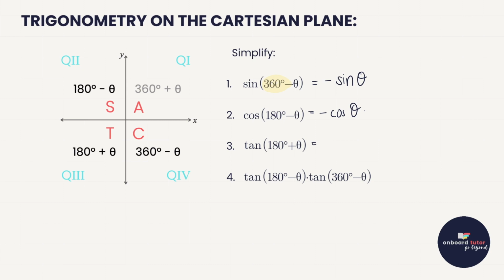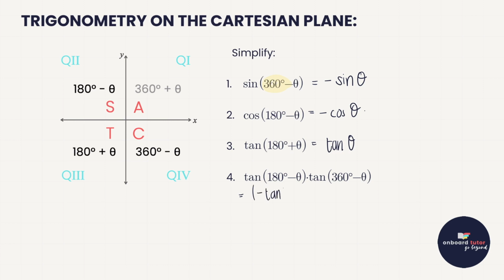Tan in the 180 plus quadrant, that's down here, quadrant 3. And in that quadrant, tan is positive. So that's going to reduce to a tan theta. Okay, here's one with 2 that are being multiplied. So tan of 180 minus theta, that's this quadrant here. Only sine is positive, so that's going to reduce to a negative tan.